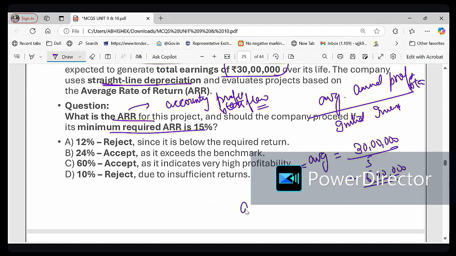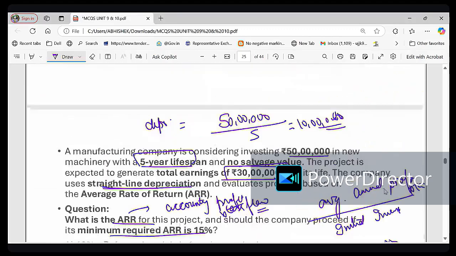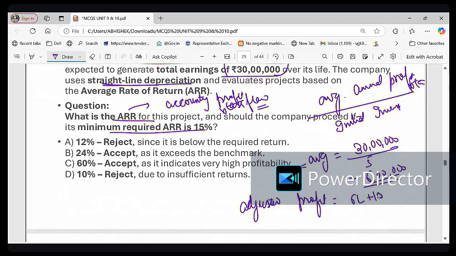So what is the adjusted profit? Adjusted profit is 6 lakh plus 10 lakh depreciation, which is 16 lakh. This is your adjusted profit. Now we have to find the ARR. ARR is 16 lakh divided by the initial investment. How much have we invested? 50 lakh. So how much is it? I think it is 32%.